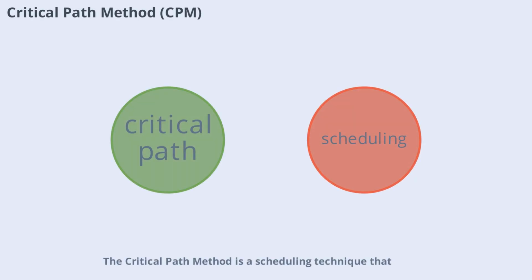Critical path method is a scheduling technique that identifies the longest sequence of dependent tasks in a project. By focusing on the critical path, you can allocate resources to tasks that directly impact the project's finish date. This ensures that delays are minimized and resources are used where they matter most. CPM is a powerful tool for managing complex projects with tight deadlines.